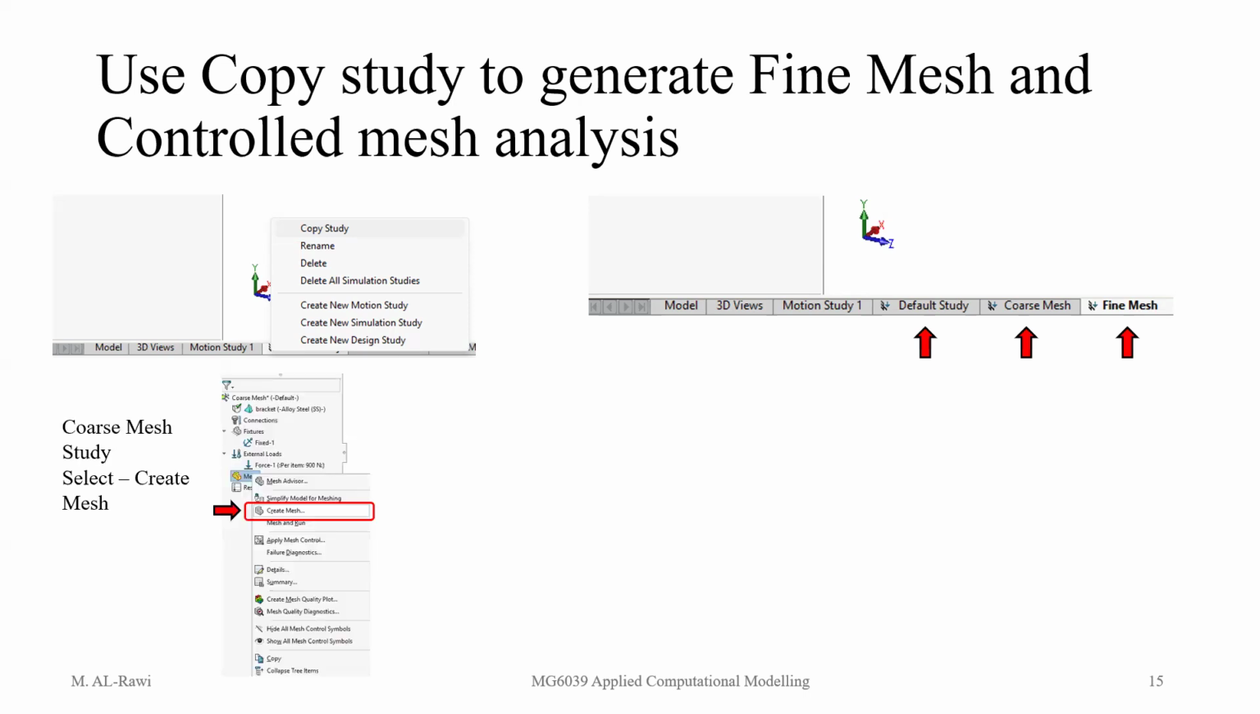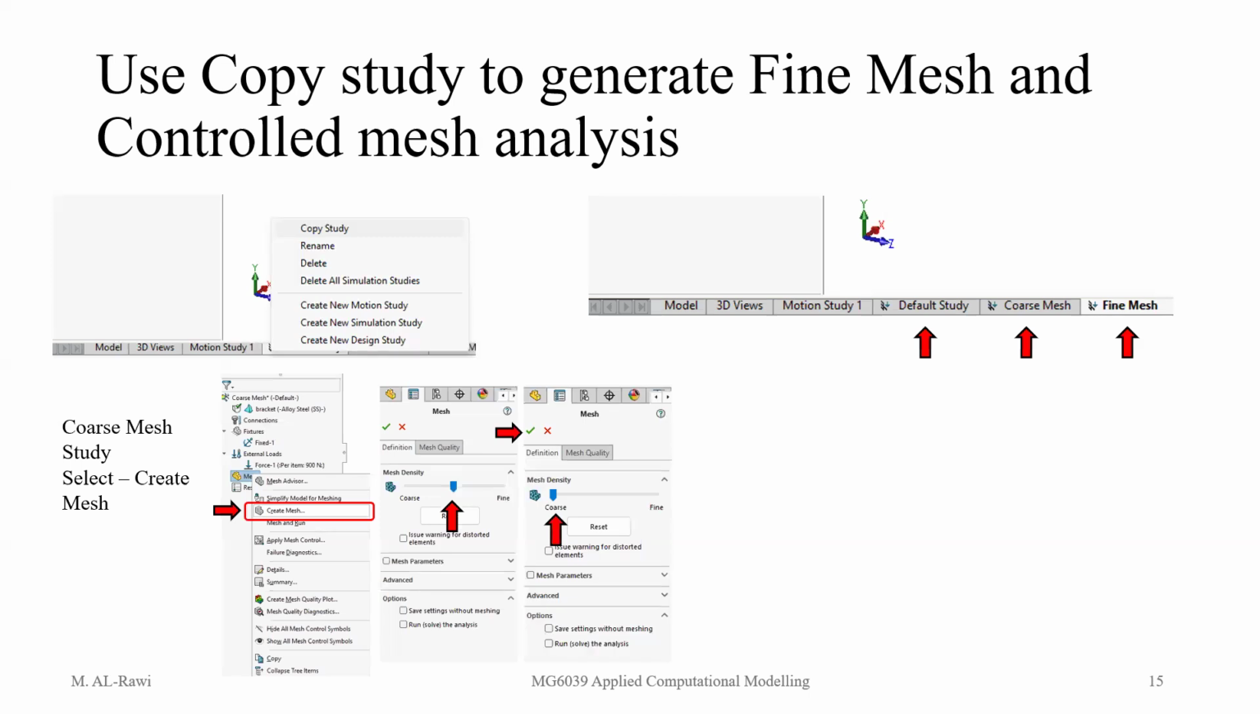Yep. So those are the things we want. Now go click on the coarse mesh study. I want you now to activate the coarse mesh study. Under mesh, go and click Create Mesh. Move the arrow to the end, to coarse. So next thing, we shift that bar to go to coarse, and then we click OK.